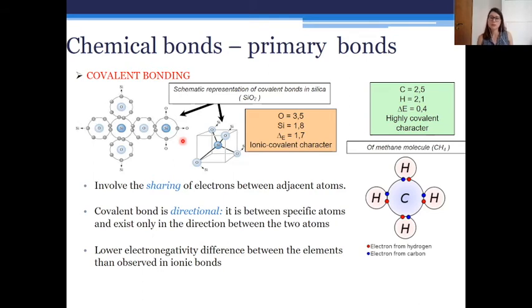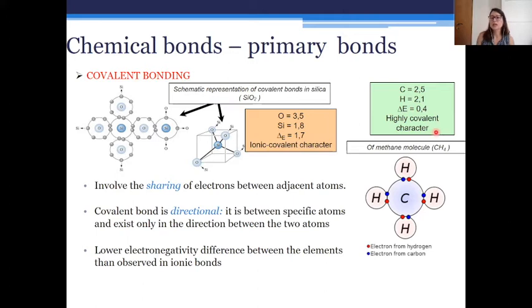We will say that we have either a highly covalent character for this covalent bond or an ionic-covalent character. This will be calculated according to the difference of electronegativity of these two atoms. For example, in the case of carbon and hydrogen, the difference of electronegativity is relatively low.